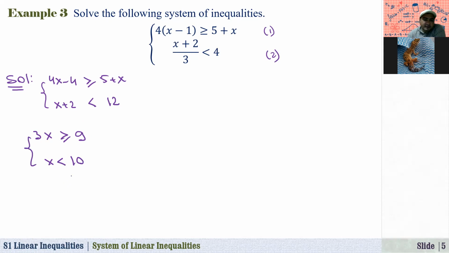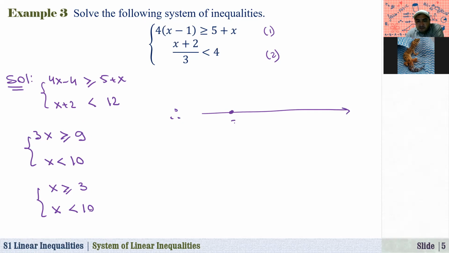So now final step is x is greater than or equal to 3 because I can divide both sides by 3. x is greater than or equal to 3 and x is less than 10. Okay, now the solution will be maybe on the number line. Here we have 3 inclusive and here we have 10 not inclusive. So from 3 to the right and from 10 to the left.